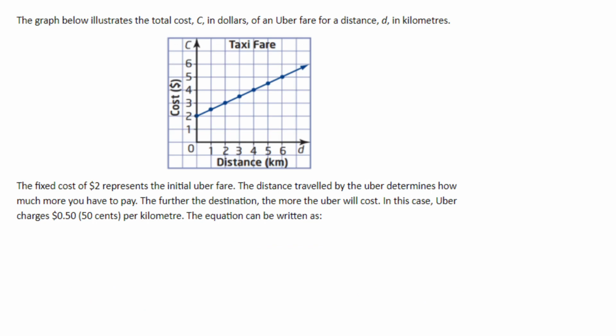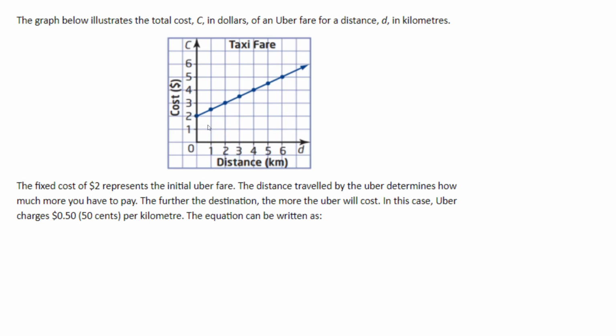Now here's an example where the graph below illustrates the total cost of an Uber fare in kilometers. So suppose we had our cost and our distance. The fixed cost of $2, which is the y-intercept, represents the initial Uber fare. The distance traveled by the Uber, however, determines how much you have to pay for every additional kilometer. The further the destination, the more the Uber will cost. In this case, Uber charges 0.5 cents per kilometer.